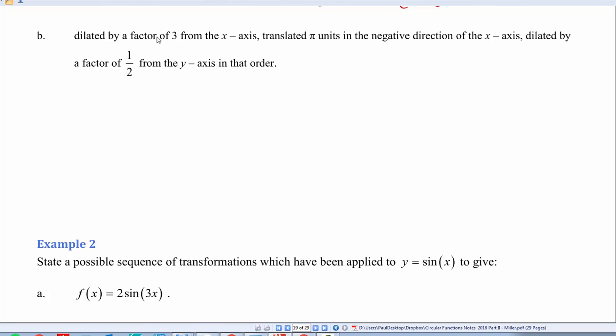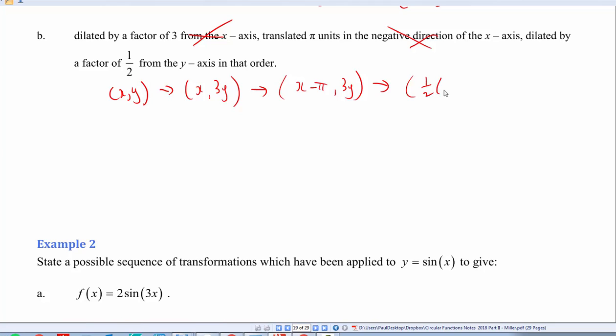Same deal, dilated by a factor 3 from the x-axis. So let's run the mapping. Dilations from x change y. Translated pi units in the negative direction of the x-axis, we've done that one. Dilated by a factor of 1/2 from the y in that order. So we're going to go half x take pi, comma 3y. So there's our mapping.